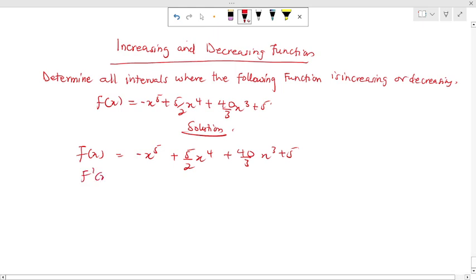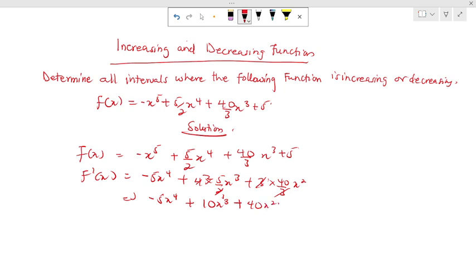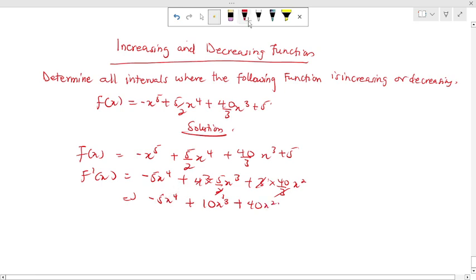So what is f prime of x? Here I'm going to get negative 5x to the power 4, plus here you multiply 4 by 5 over 2, x to the power 3, plus here 3 times 40 over 3, x to the power 2, and the 3 will cancel. I simplify further as negative 5x to the power 4 plus 10x cubed, plus this 3 cancels this 3, giving me 40x squared. So this is my first derivative.